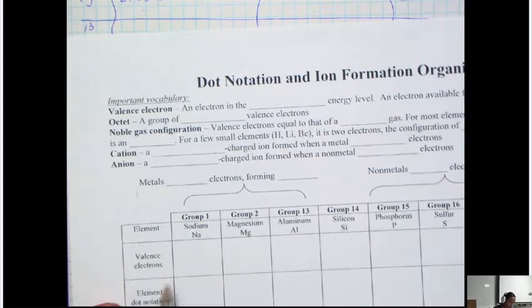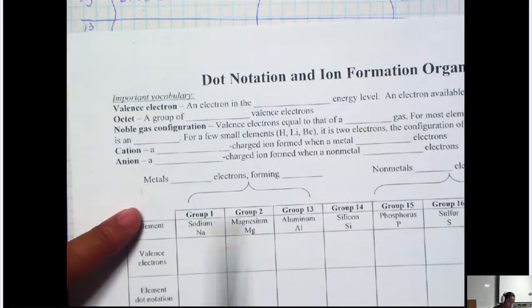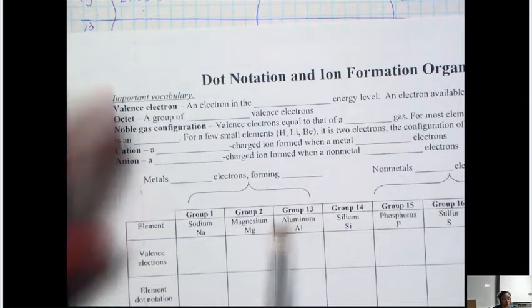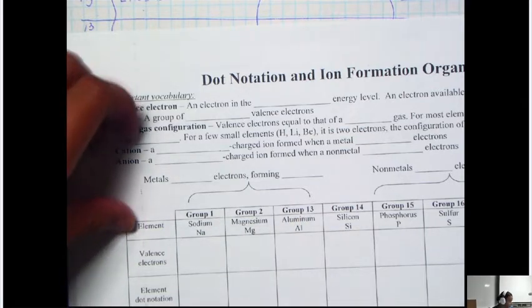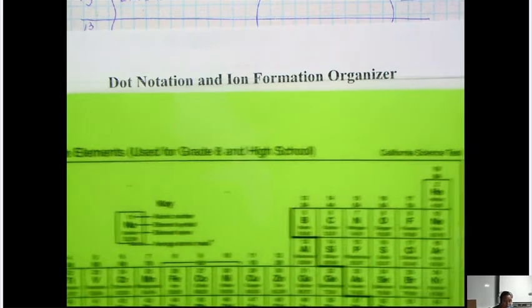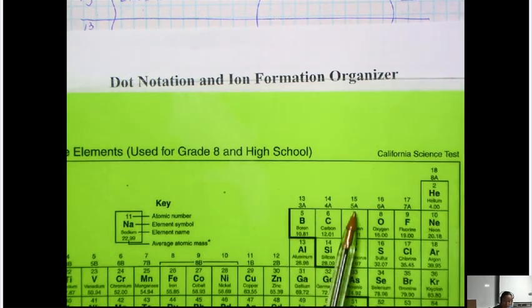Okay, so we've already done these. It tells you group 1, group 2, group 13. They're actually using the numbers that are above this. So here's another way of looking at it. We looked at the numbers that are in front of the A.